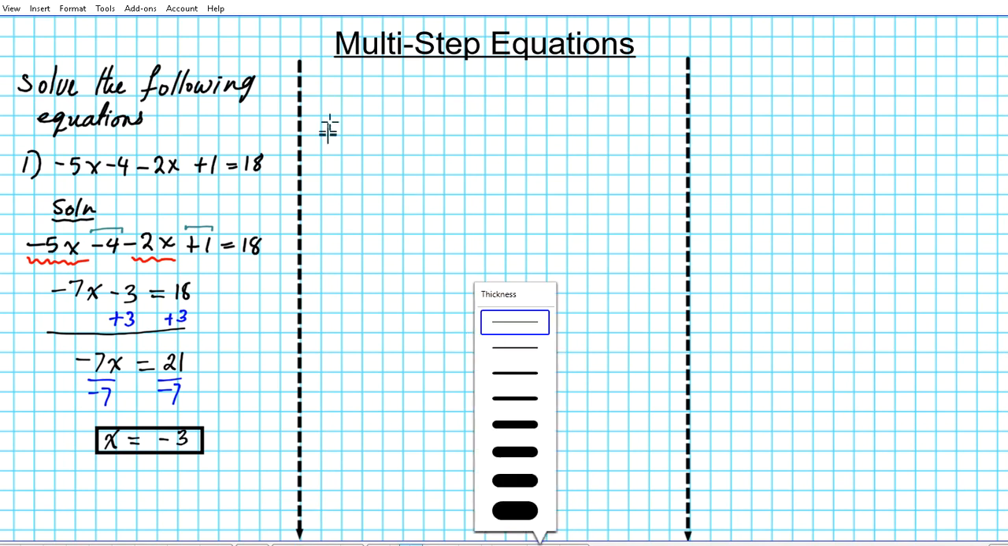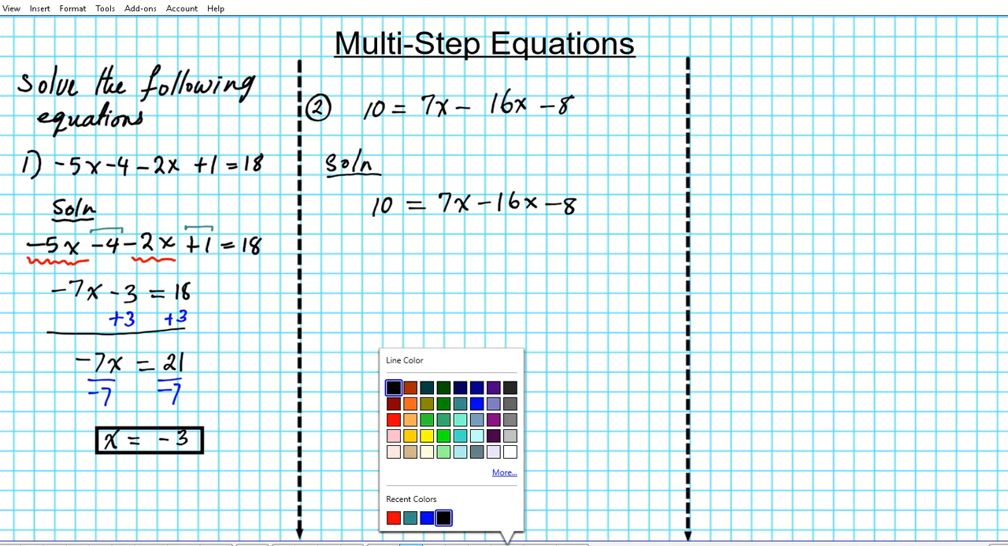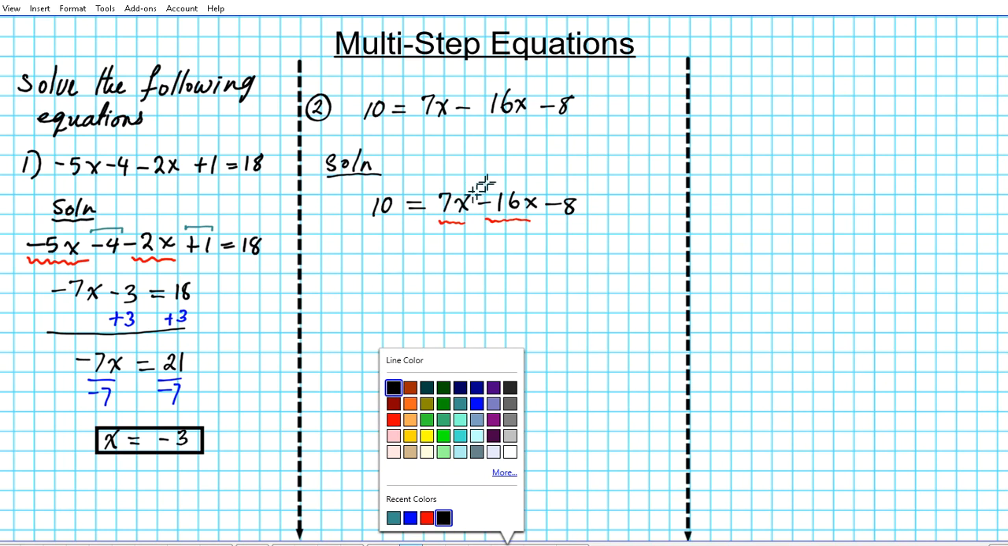Let's take a look at question number 2. Let's say we have the equation 10 equals negative 7x minus 16x minus 8. What we're going to do first in this multi-step equation is combine like terms where possible. Do you see any like terms that we can combine here? Absolutely, we can combine negative 7x and negative 16x. These are first degree terms in the variable x, because the power is 1.